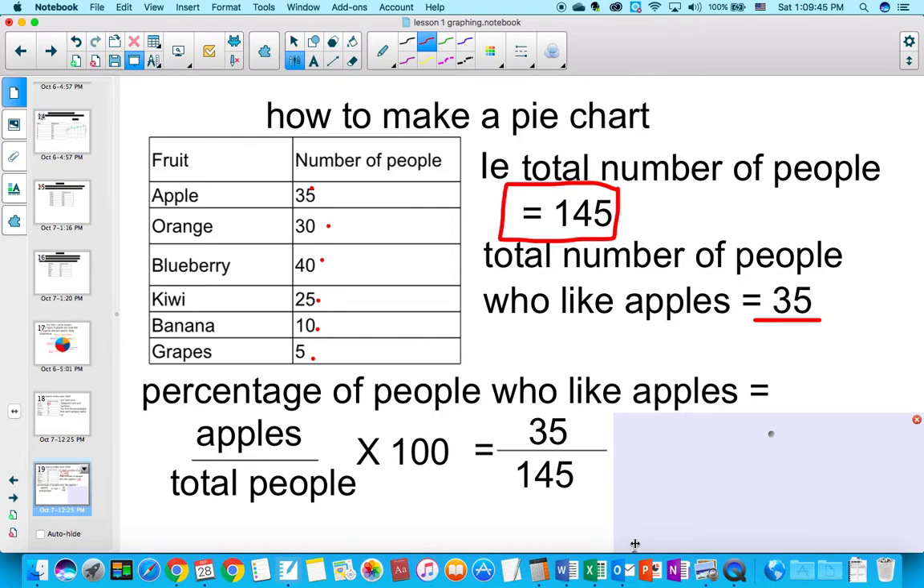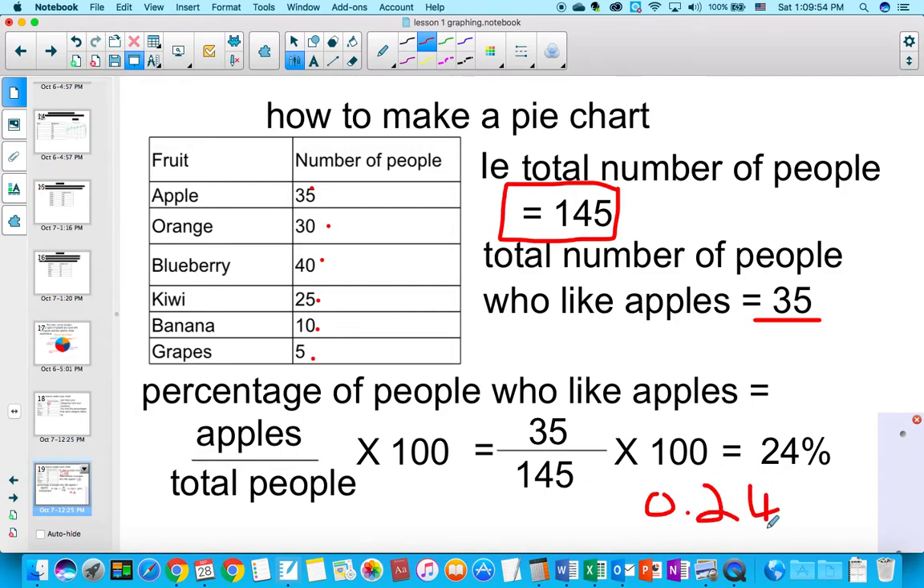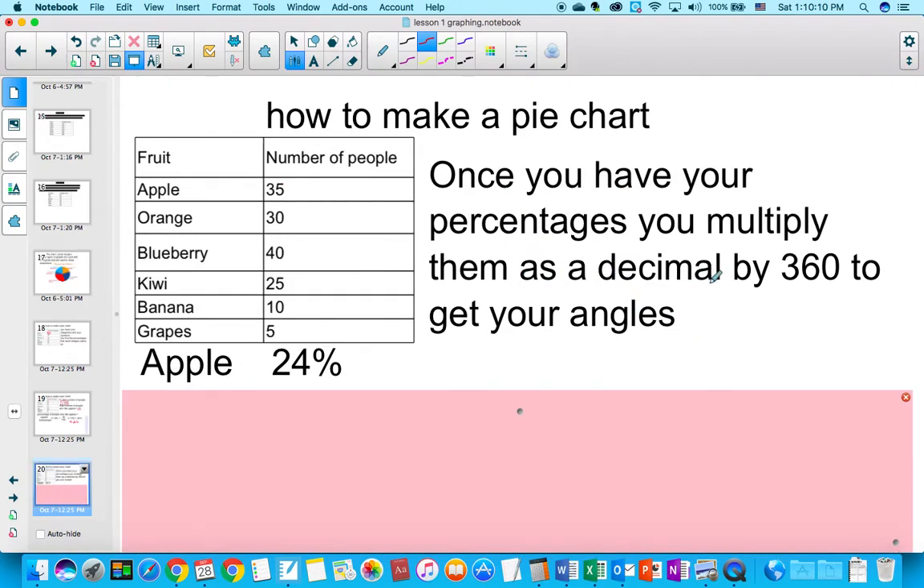Now you can use your calculator and you would get 0.24. 0.24 is the same as saying 24%. So these two are the same. We have our fraction, we have our decimal, and we have our percent, just like in probability. Now we take this percent and this decimal, and then we need to multiply them by 360. You need to multiply your percent by 360.